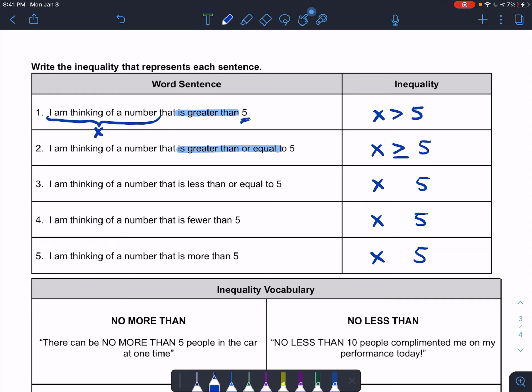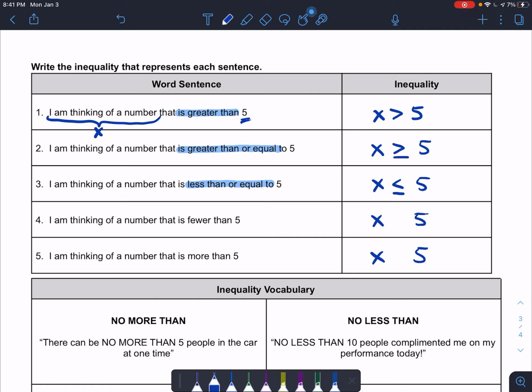What about number 3? If we can be less than or equal to. Okay, well, that means that our number, x, our unknown, has to be less than, or it can be equal to. And so I use the less than symbol as well as the bar underneath that represents "or equal to."